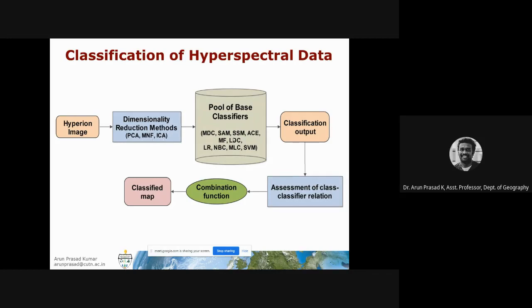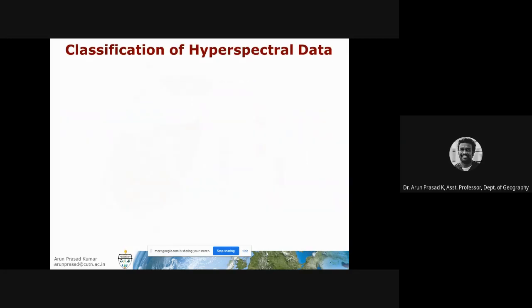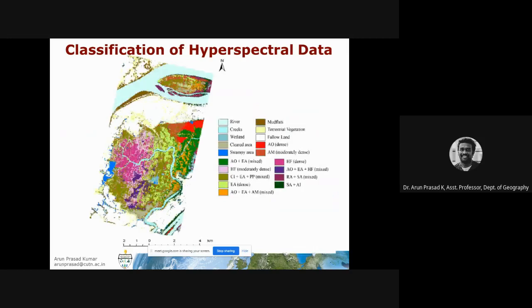Then we take a multiple classifier system. It's a combination of 10 classifiers. Then we assess for each class which classifier is the best classifier. We identify the best classifier for each of the classes, and we combine those functions to get the classified map. So this is the classified map we have got for the hyperspectral data.